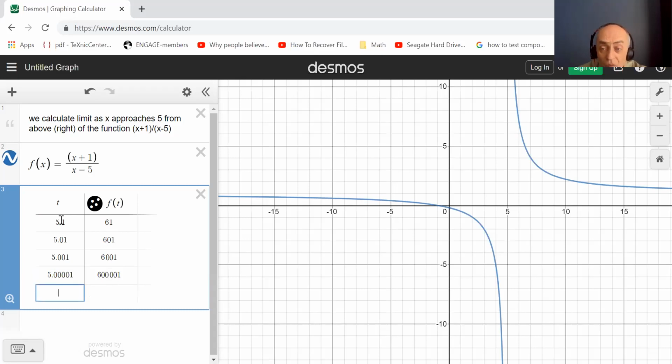So look at this. On the left side, I want everybody to look carefully here. On the left side, we have these numbers going very, very close to 5. But look what happens on the right side. I get 61, 600, 6,000, 600,000. Essentially, you can even ignore that one if you want. It's not so important in this case.